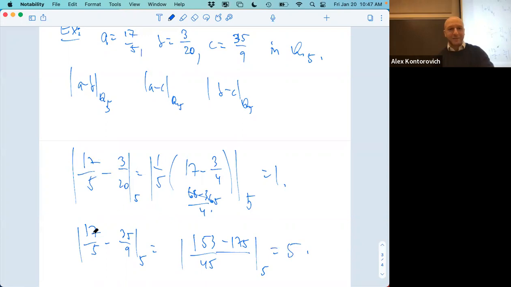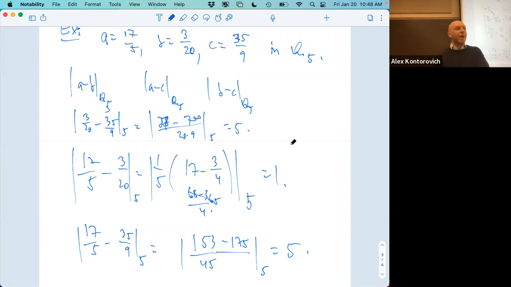So that was A minus B, A minus C, and now B minus C. Let me put it here. I think I have room. B is 3/20ths minus C is 35/9, and the 5-adic norm of that. Okay, nothing in common. I have 18. Sorry. Yeah, thanks. Now that's really embarrassing. 720 times 9, whatever that is, I don't need to know. This is not going to be divisible by 5. The bottom is, so this is 5.